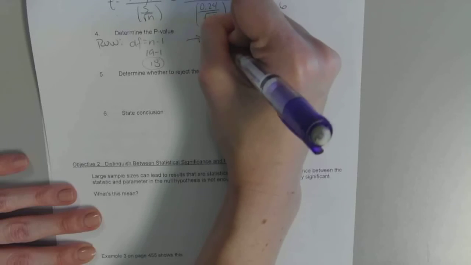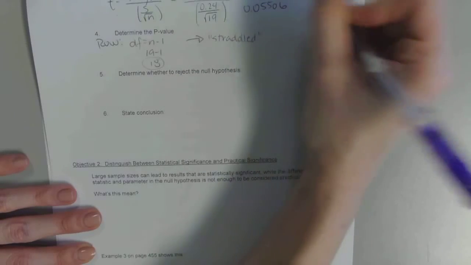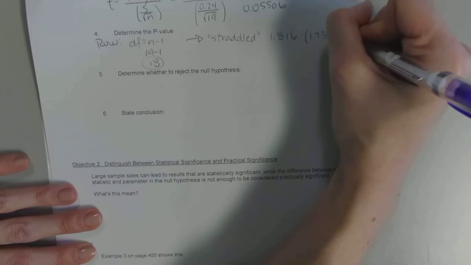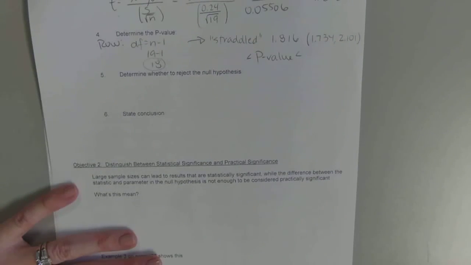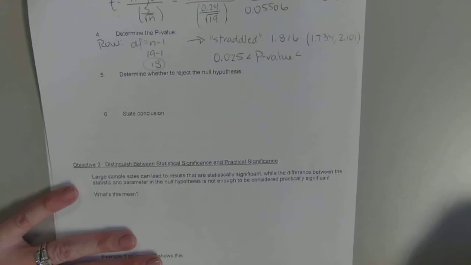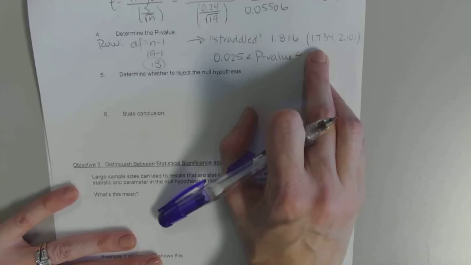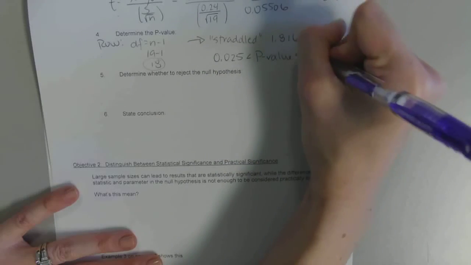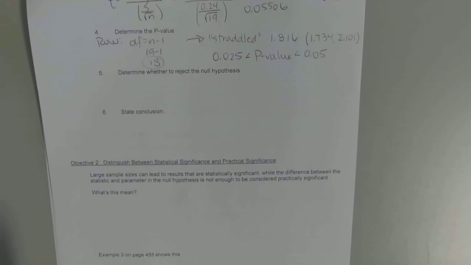So we went across and we straddled 1.816, and we found that it was between 1.734 and 2.101. Okay, again, that's not our answer, that's just where our p-value is going to lie. So our p-value, remember to flip-flop which one's where. The further one, 2.101, is further out, so it has a smaller area. So 0.025 is on that end. And then the larger one is 1.734. It's not as far out. That has an area of 0.05. And I'm running out of room.